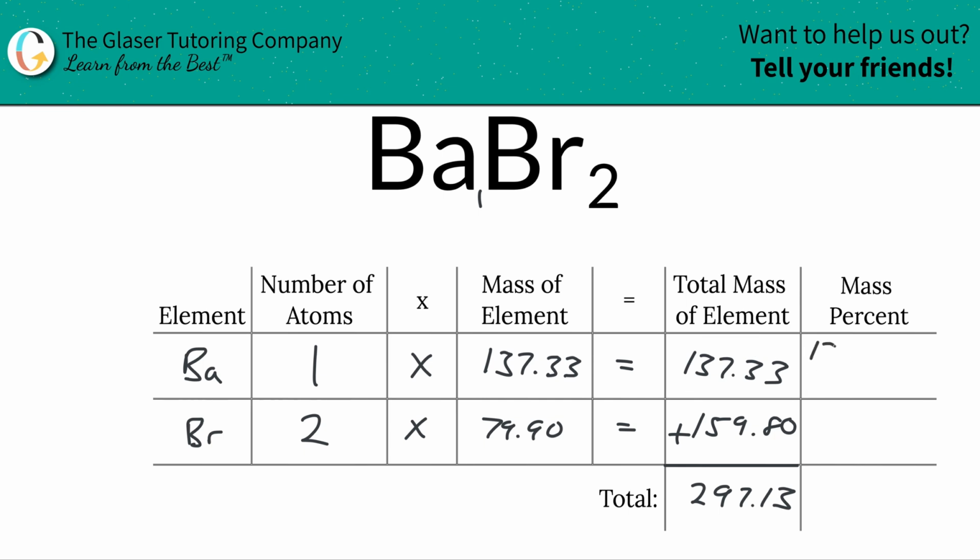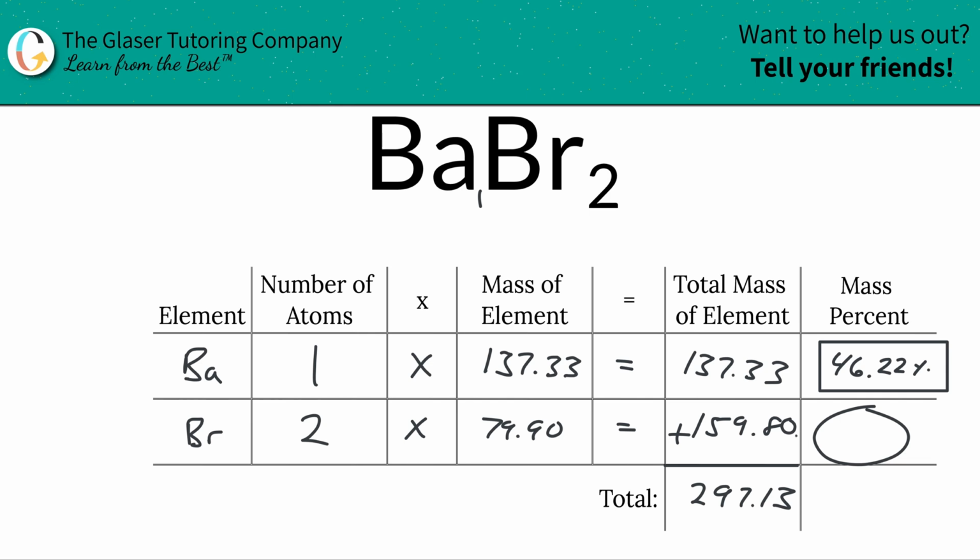here, 137.33. And then we're going to divide it by the total mass of the compound. This is a simple percentage, part over whole, 297.13. And then we're going to multiply it by 100. All right? Just to save a little space, I'm going to erase this work, so please write it down or pause the video. And now when we do the math and plug it into the calculator, if you need to, this is going to be about 46.22%. And that's the percent composition or mass percent of barium in barium bromide.